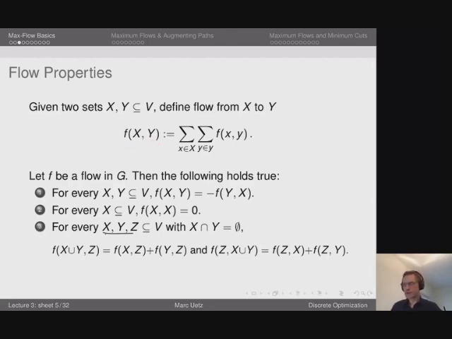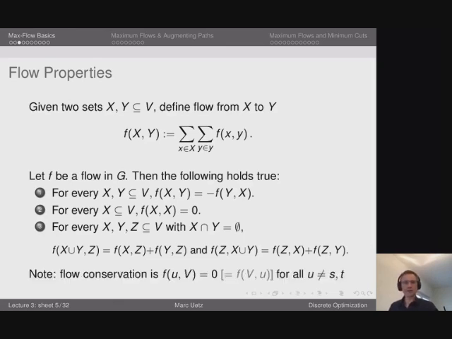there is also a very convenient way of writing down the flow conservation constraint. Namely, it now just means that for an arbitrary intermediate vertex U except S and T, the flow from U into all the other vertices V is just equal to 0, and also the flow from all the vertices into U must be equal to 0. Okay, so this was just notation.